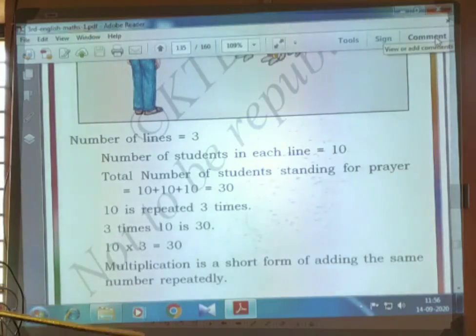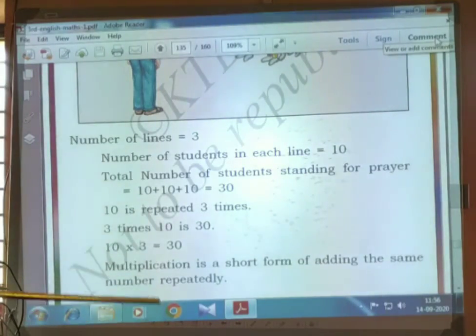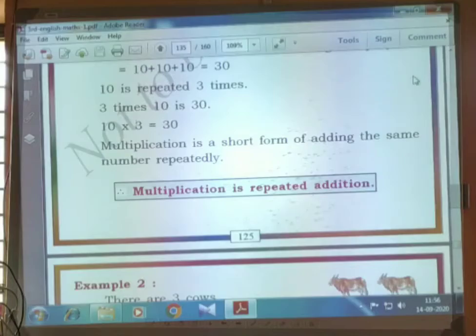So then what is multiplication? Multiplication is a short form of adding the same number repeatedly. Therefore multiplication is repeated addition.